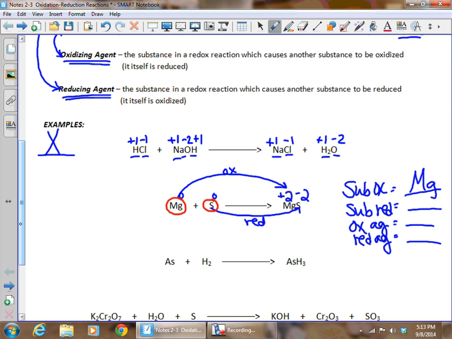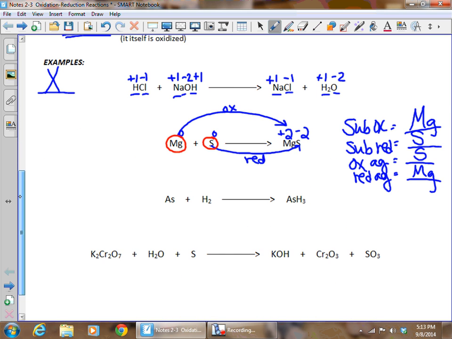So the substance being reduced is sulfur. Now remember from our terms up above, if it's the substance being oxidized, it's called the reducing agent. So those will always be the same thing. If it's the substance reduced, then it's going to be called the oxidizing agent. Let's look at the next one.